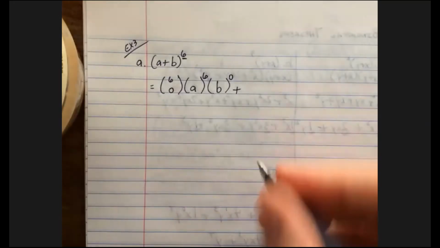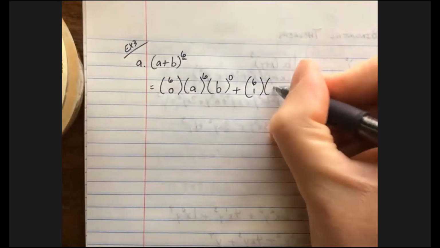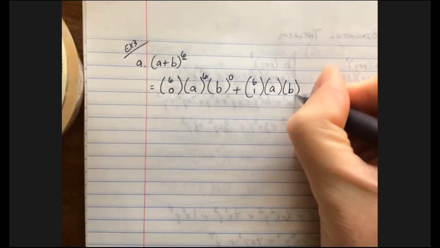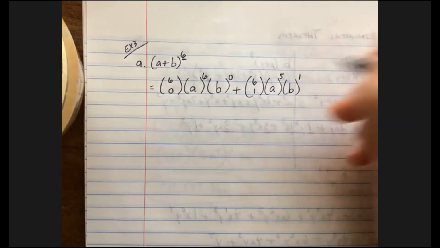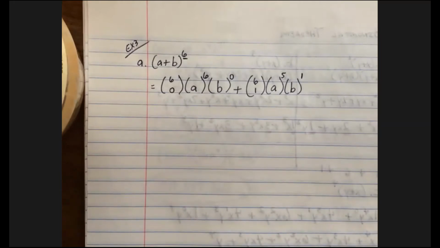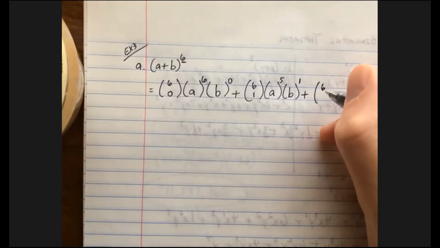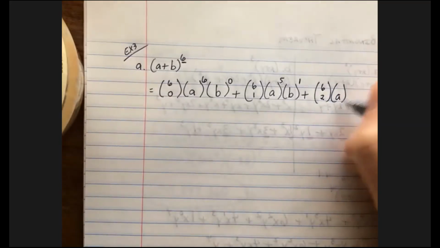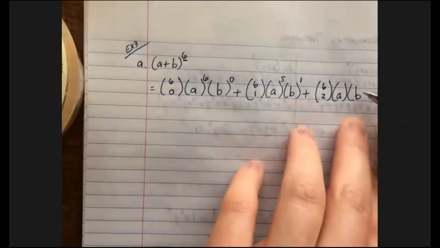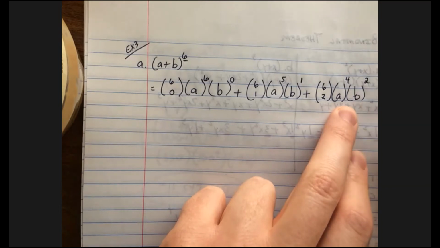So now we have plus 6 choose 1. We have 2 sets of parentheses, one for the a and one for the b. Remember, a is going to go down 1, and b, its exponent's going to go up 1. So then the next one, 6 choose 2. We're going to have a spot for the a and a spot for the b. So the a is a 4 and the b is a 2.